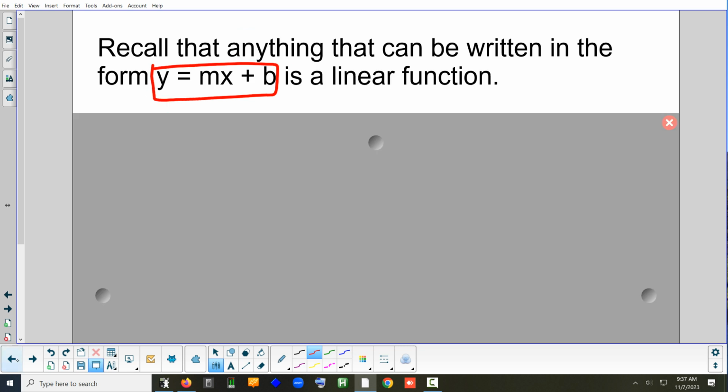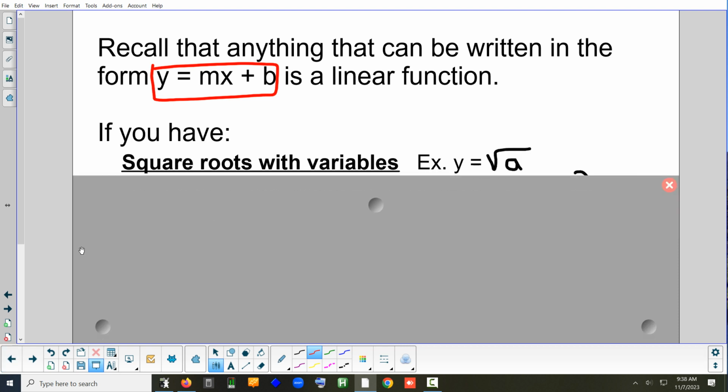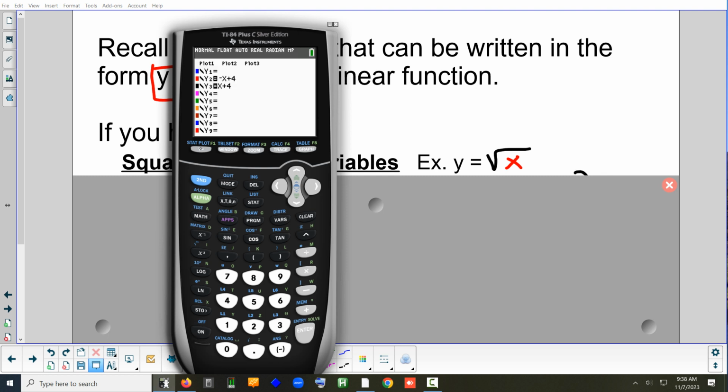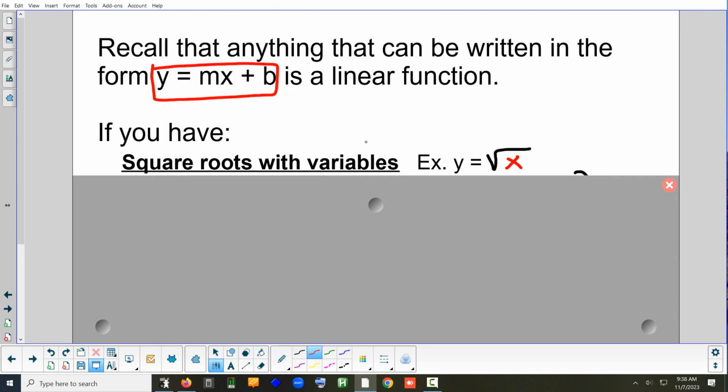So I'm going to show you some things that are not linear functions and things that are. Let's say you had something with a square root in it. Let's say you had something like y equals the square root of x. Let me just show you what that looks like. So this is the square root of x function. What do you think? Linear or nonlinear? Nonlinear. It has a curve to it. So anytime you see something that has a square root in it, that's no good. It's nonlinear.